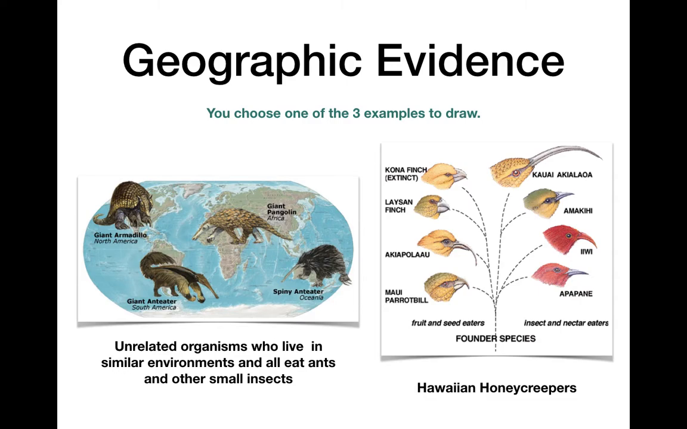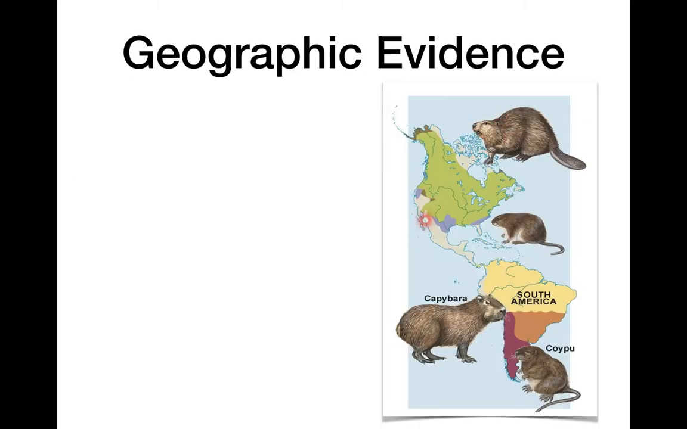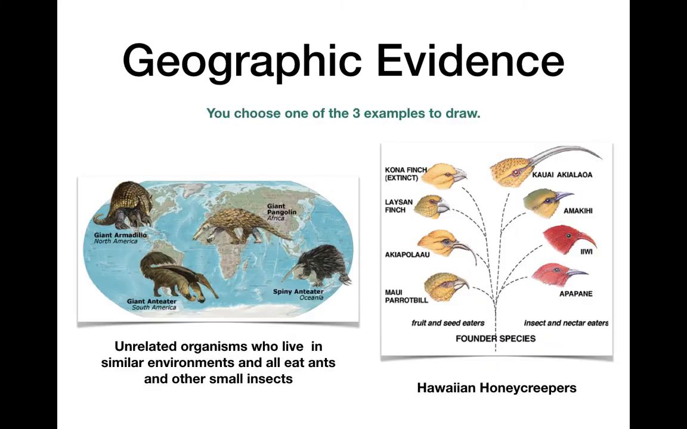And then we have the nectar eaters, which have to have a long beak to get into the center of a flower and suck the nectar out. So this is a nectar eater, and this is also a nectar eater. So they had a common ancestor, but they moved to a different environment, and that caused them to have these different traits evolving based on what they were eating. Okay, so that's geographic evidence. Remember, you can pick to draw either this drawing, this image, or this image. You pick the one you want to draw in that first box.